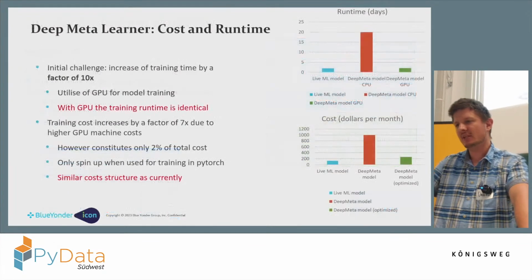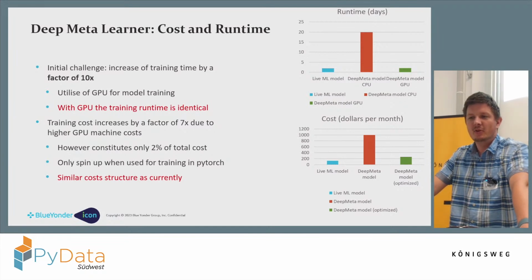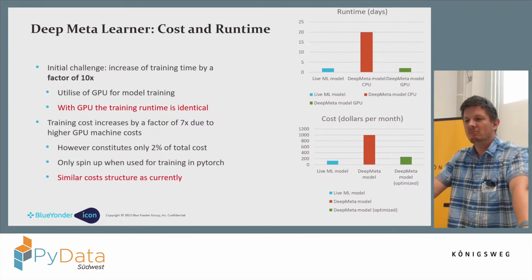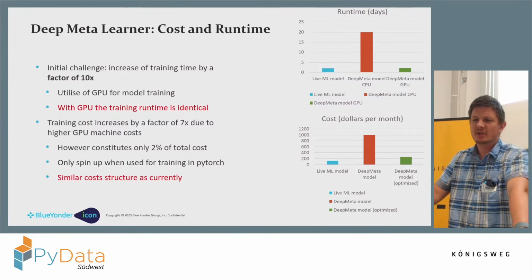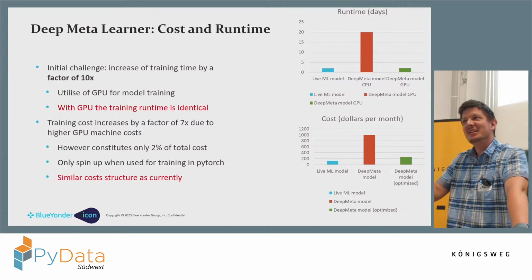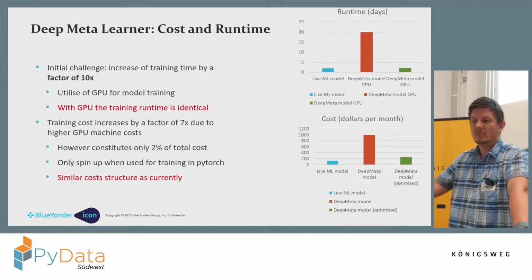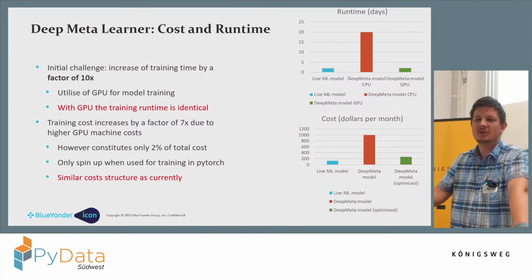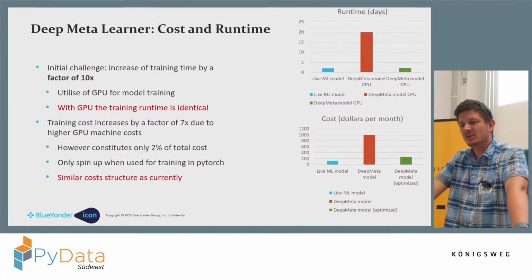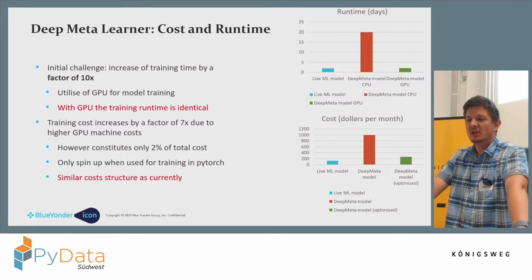The first thing that we encountered were the costs and the performance changes. On start we were a factor of 400 or so slower, but in the end a factor of 10 slower in training time compared to our previous model. Then we started using GPUs, which we hadn't done so far, and could bring it down with GPUs to an identical training time.